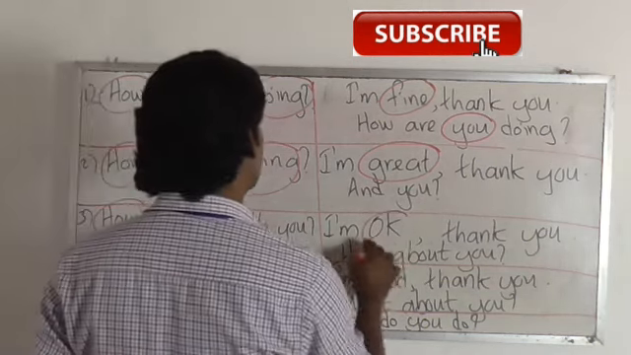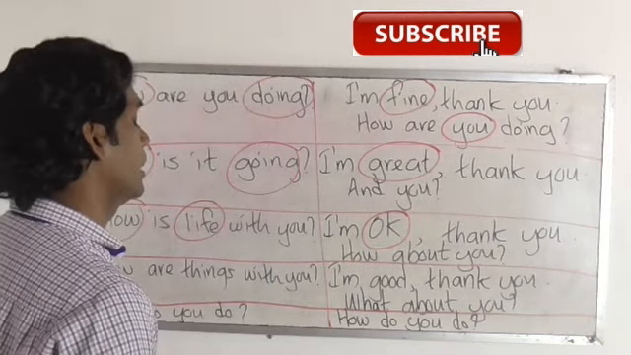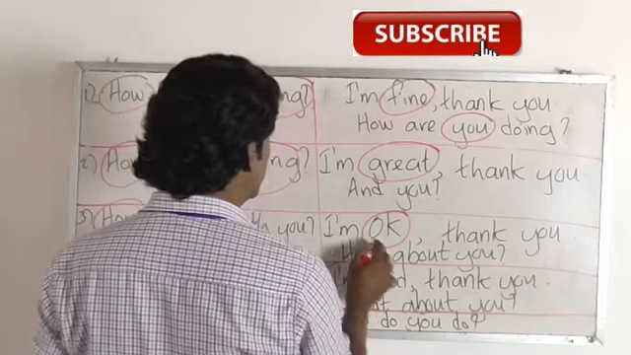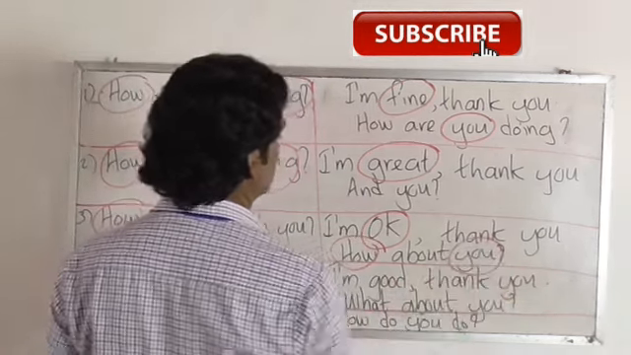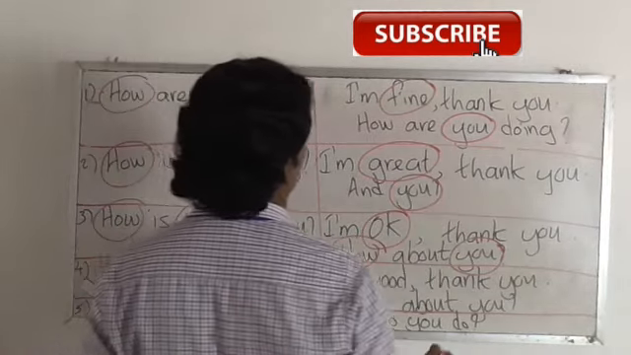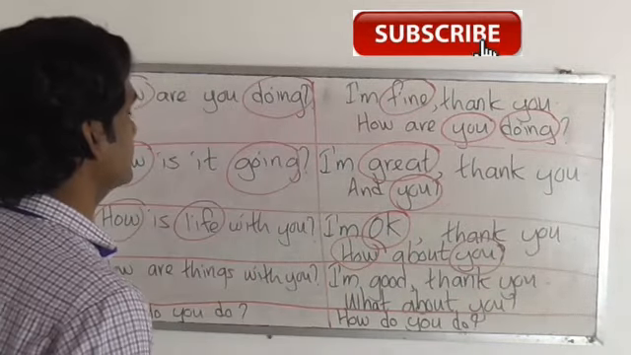I'm okay. I'm okay, thank you. How about you? How about you? There are questions, right? Therefore, these things must be circled. How are you doing? Yes, intonation is going high.